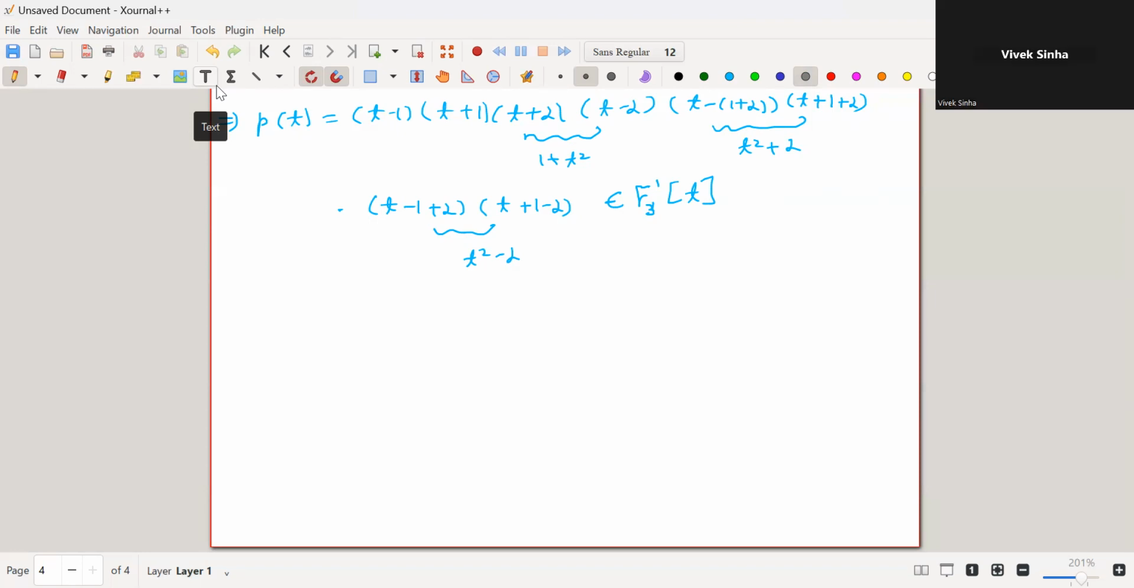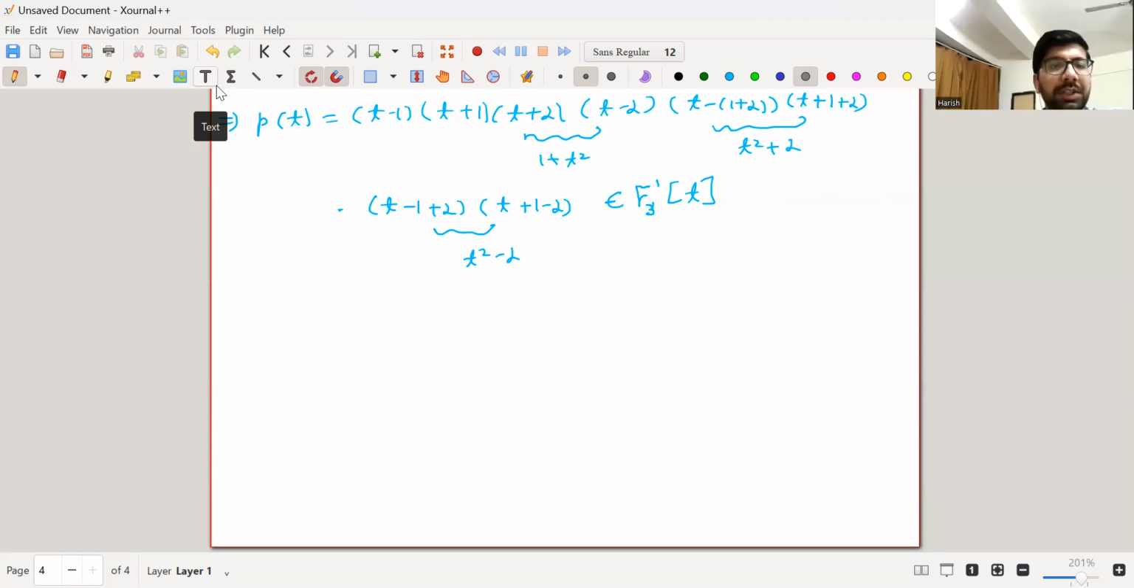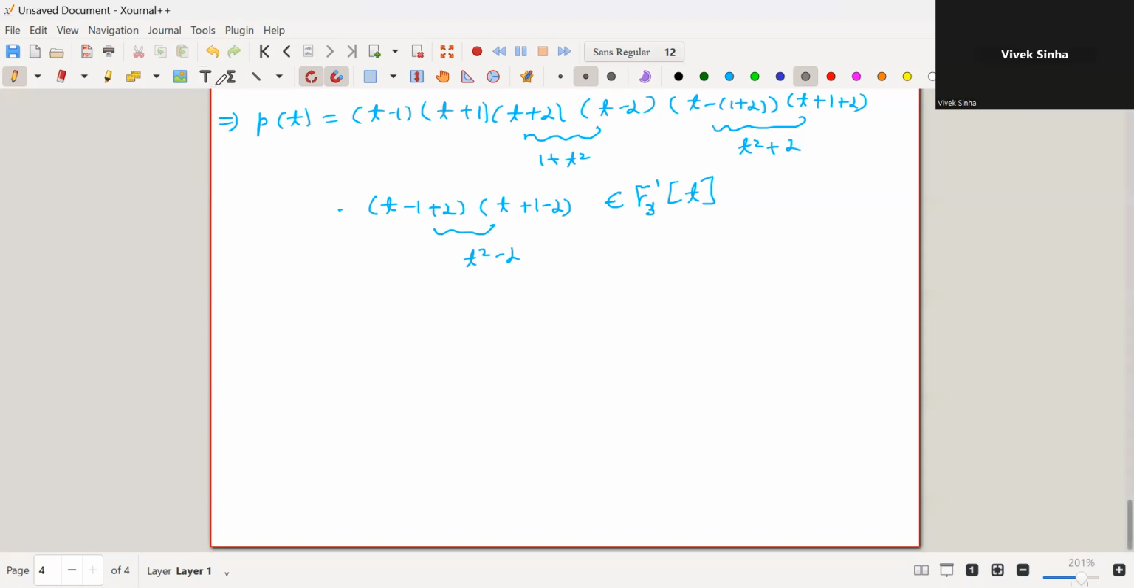So not just for F3, for F9 and F27 also there is a unique field of that order. So you can consider F3, without loss of generality, to be 0, 1 and minus 1.